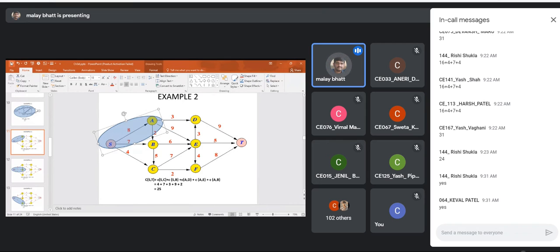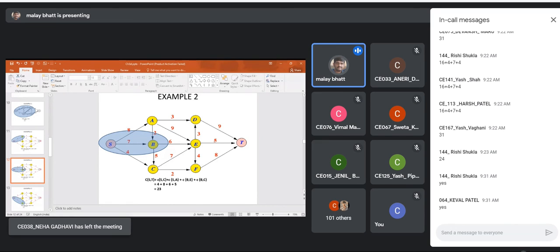Now another combination will take S to B. So again we have to consider outgoing arrows from S. That is 8 and 4, S to A, S to C. And outgoing arrows from B. So outgoing arrows from B are 2, 6 and 5. So we are getting 23.